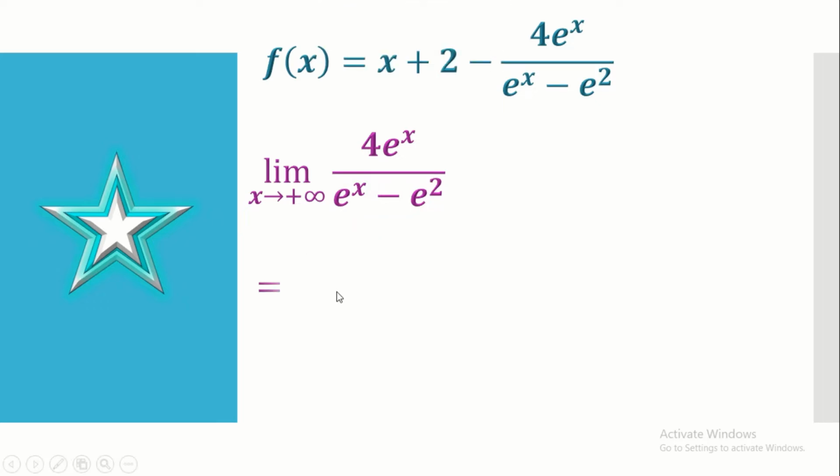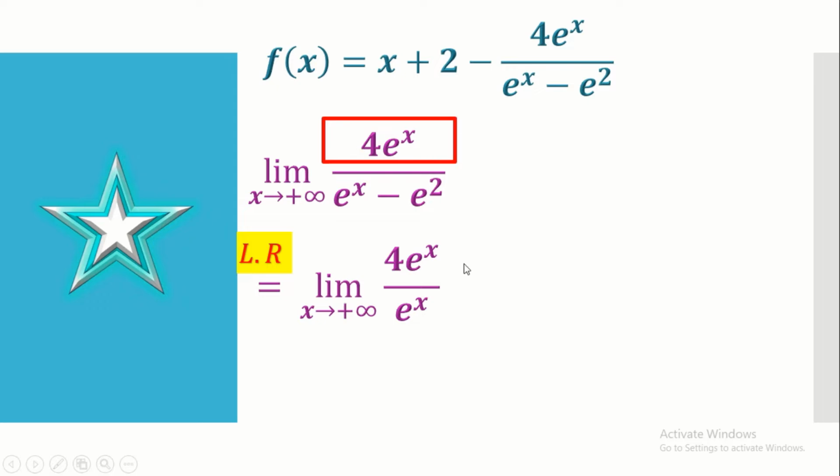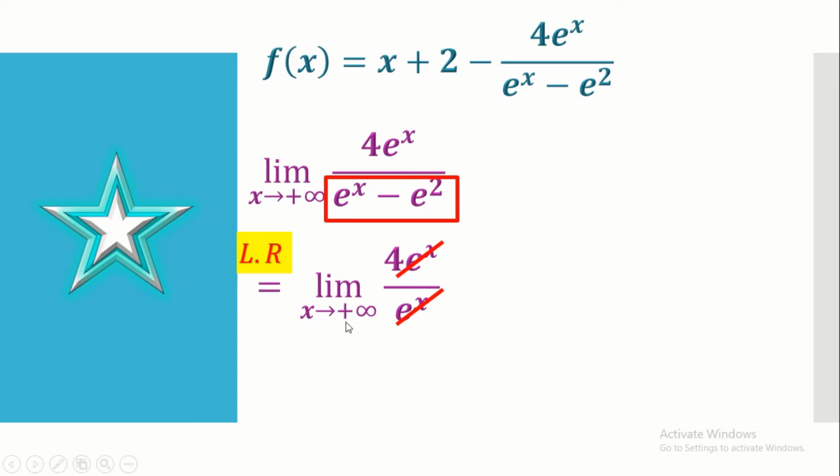By applying L'Hopital's rule, it is equal to the limit as x tends to plus infinity of the derivative of the numerator, which gives us 4 exponential x, over the derivative of the denominator. The derivative of exponential x is exponential x also, while the derivative of the constant is 0. So it's the limit as x tends to plus infinity of 4 exponential x over exponential x. Note that we can simplify exponential x by exponential x. It gives us 4. So the limit is equal to 4.